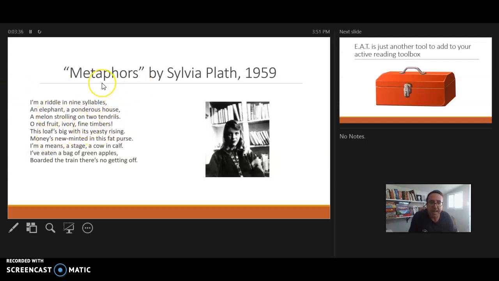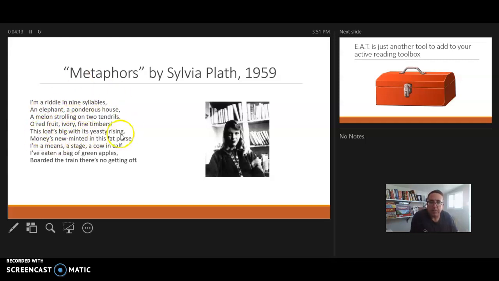Also, let's see what the metaphors add up to, right? A metaphor is comparison between 2 things without using like or as. So the subject of the poem is like an elephant, like a ponderous house, so like a big unwieldy house, like a melon strolling on 2 tendrils. That's kind of a whimsical image. And then this 4th line points back: oh, red fruit, that's the melon, ivory, elephant, fine timbers, the house, so pointing back to those images, kind of singing the praises, like an ode, right? And we'll talk about some more of this kind of stuff when we get to poetry later in the semester, but just humor me for now.